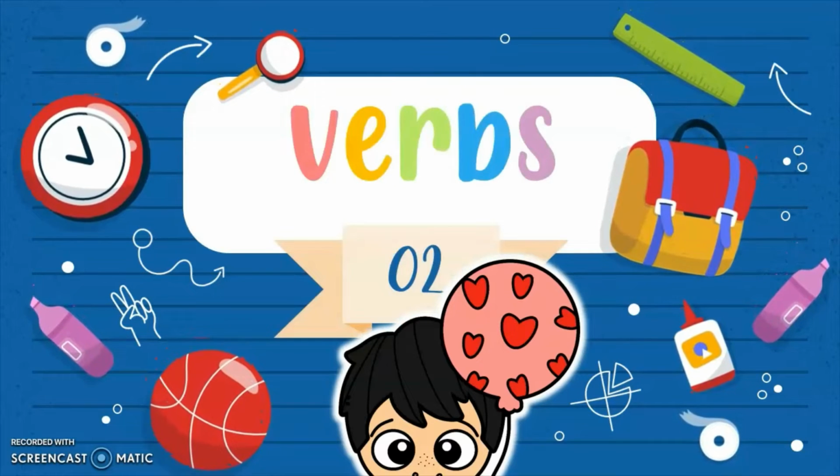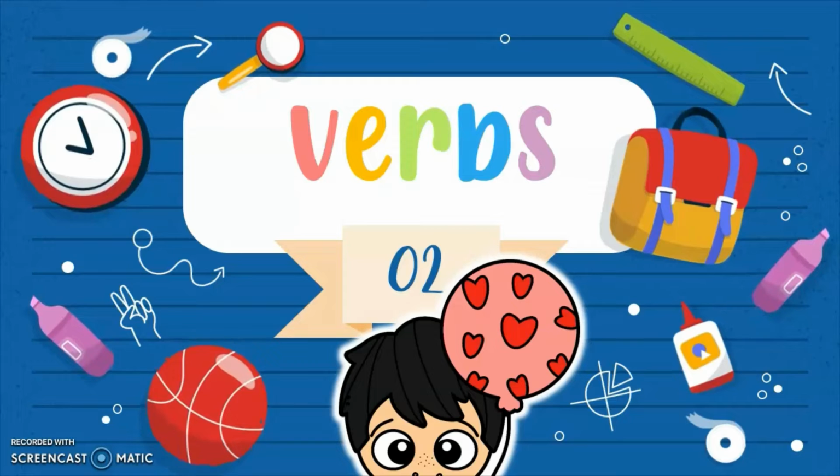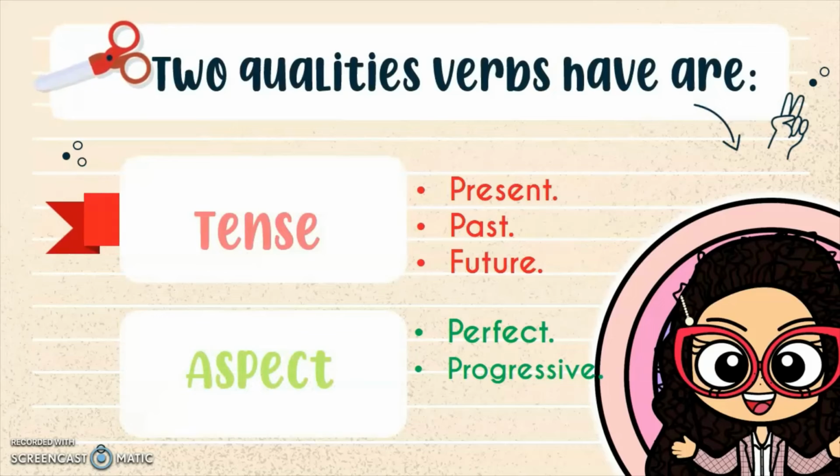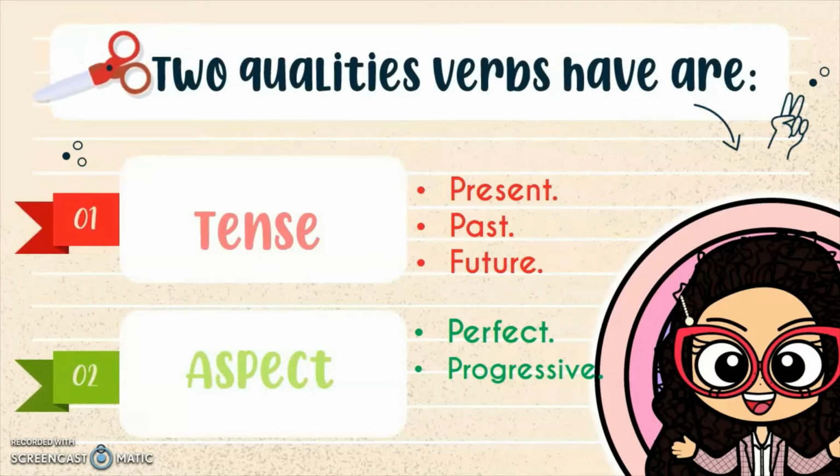Number 2. Verbs. A verb is a word that denotes an action or state of being. In this case, we have an example: ride. The girl rides a bicycle. Verbs have two qualities. The first one is the tense, which can be present, past, or future. Number 2 is the aspect, which can be perfect or progressive.